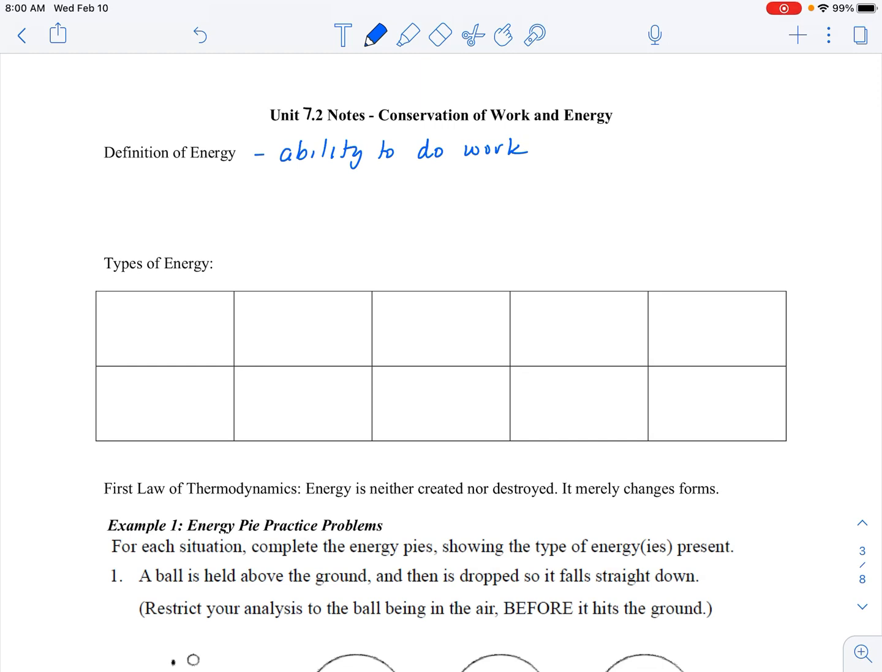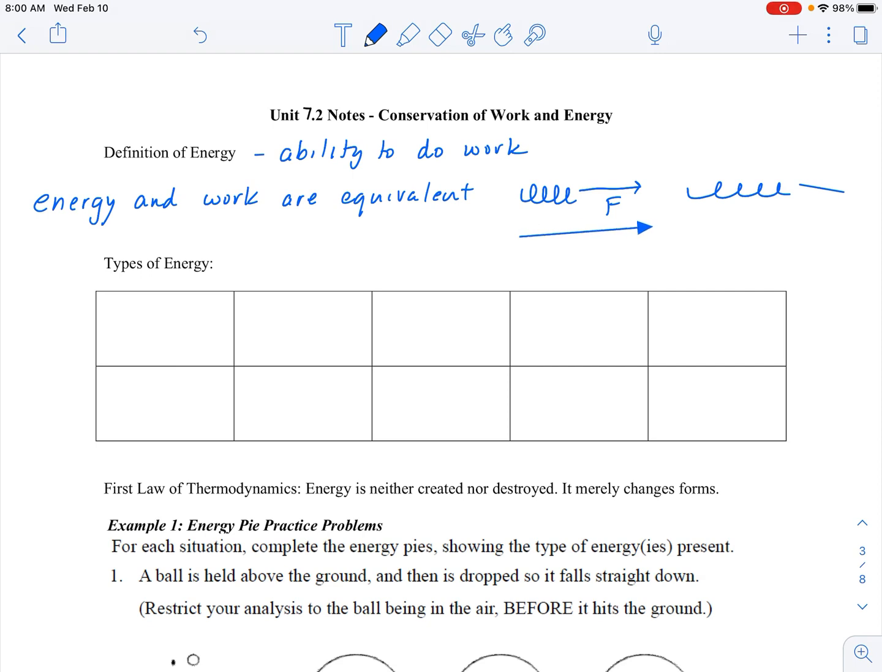A big idea, two big ideas, is that energy and work are equivalent. So, for example, if I had a spring lying on its side, if I exerted a force on the spring to stretch it out, I would do work. I'll draw it like this. Here's my stretched out spring. The distance that I stretch that spring times the force, that's what work is. Work is force times distance.